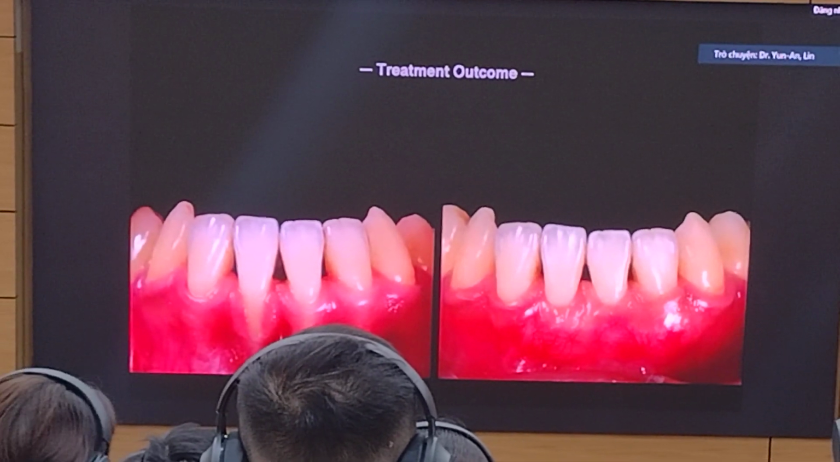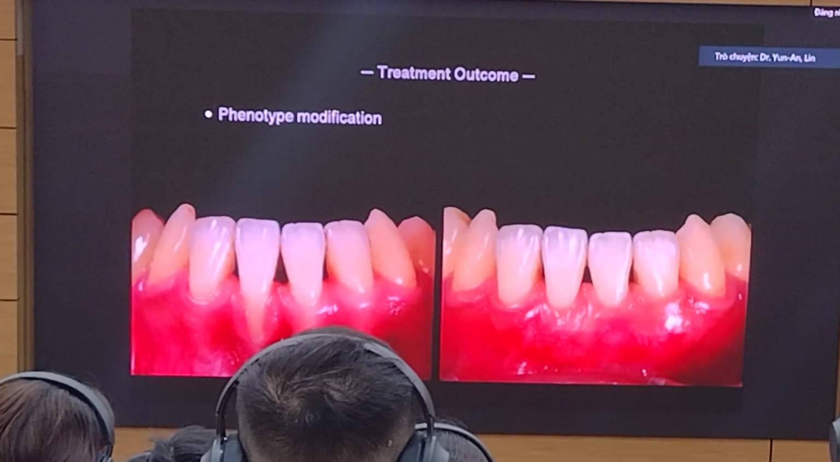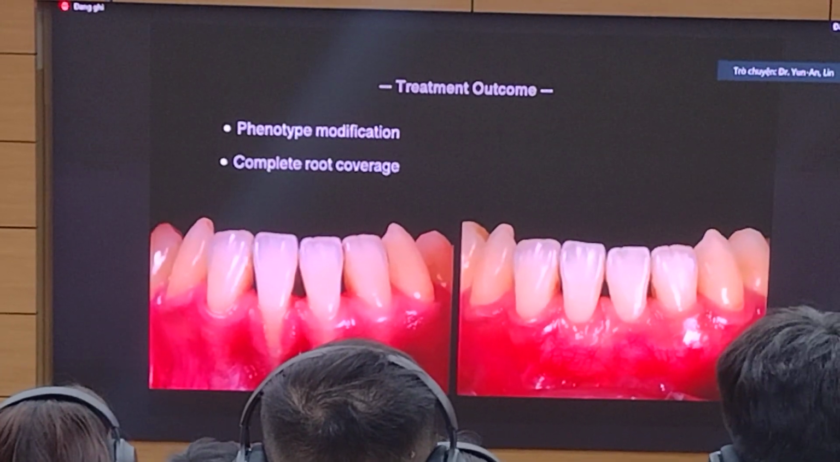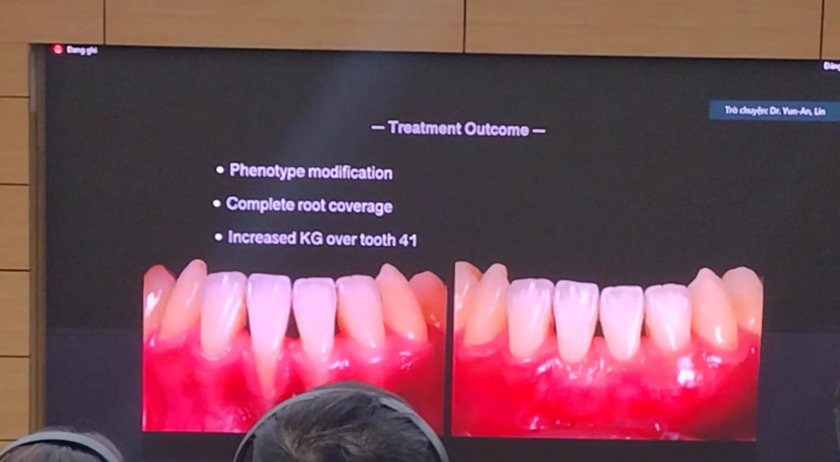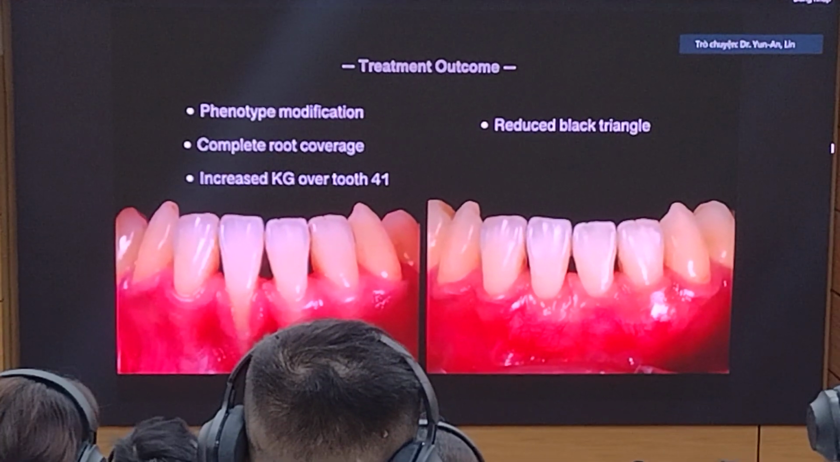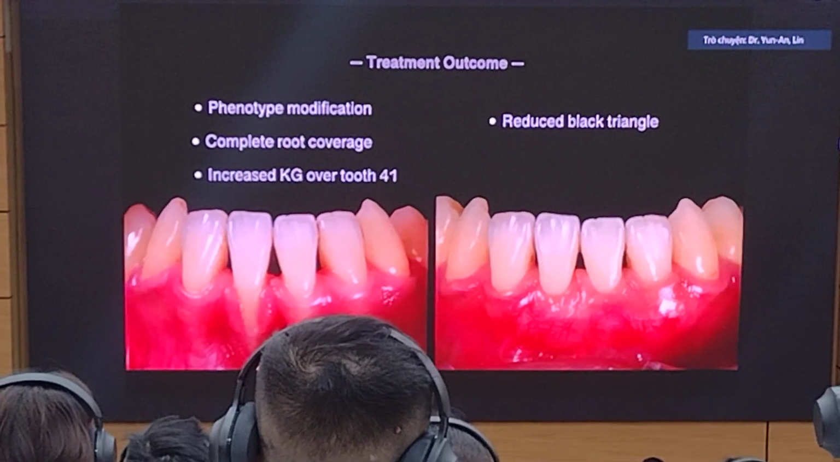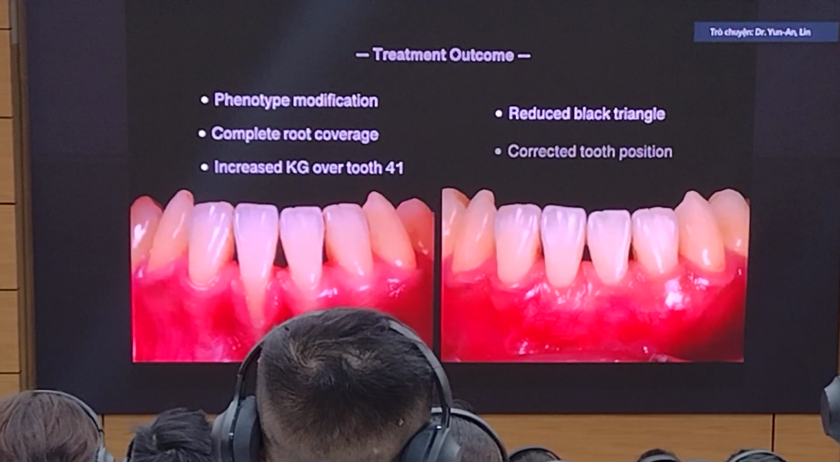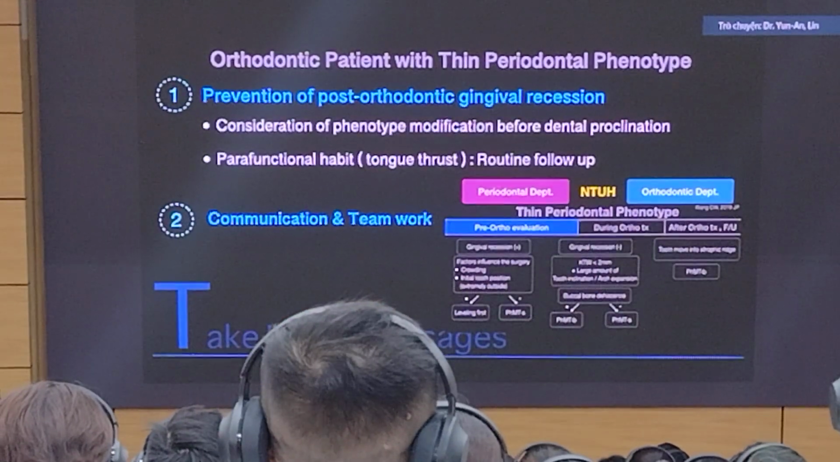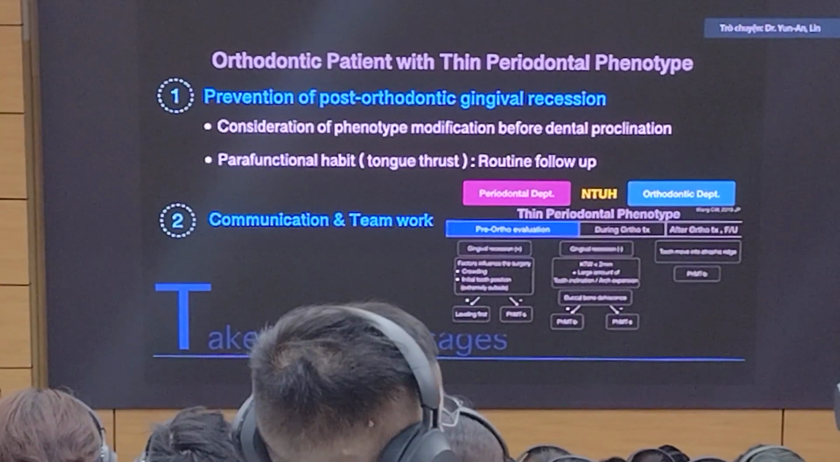In this challenging case, phenotype modification was obtained. Surprisingly, complete root coverage, increased keratinized tissue over tooth 41, increased thickness, and reduced black triangles were apparently achieved, and we also corrected the tooth position.